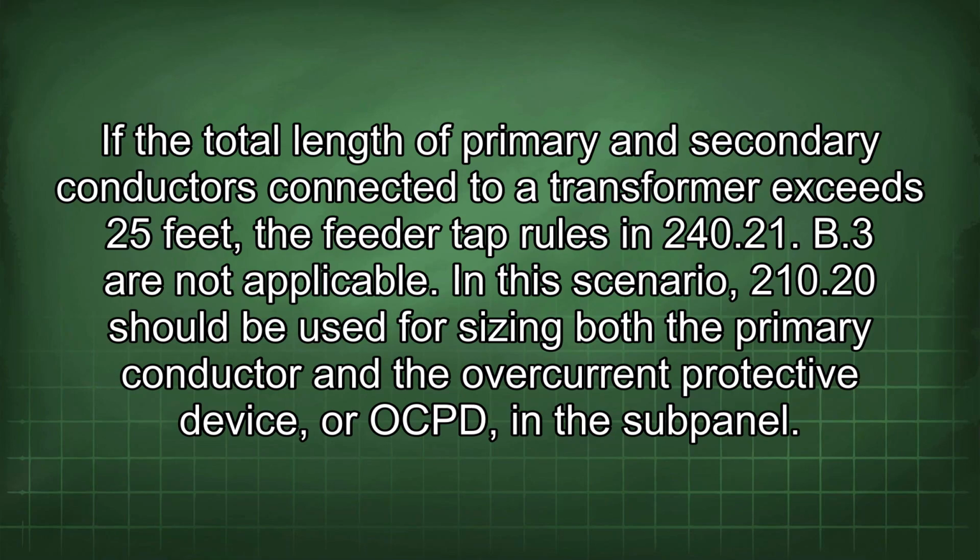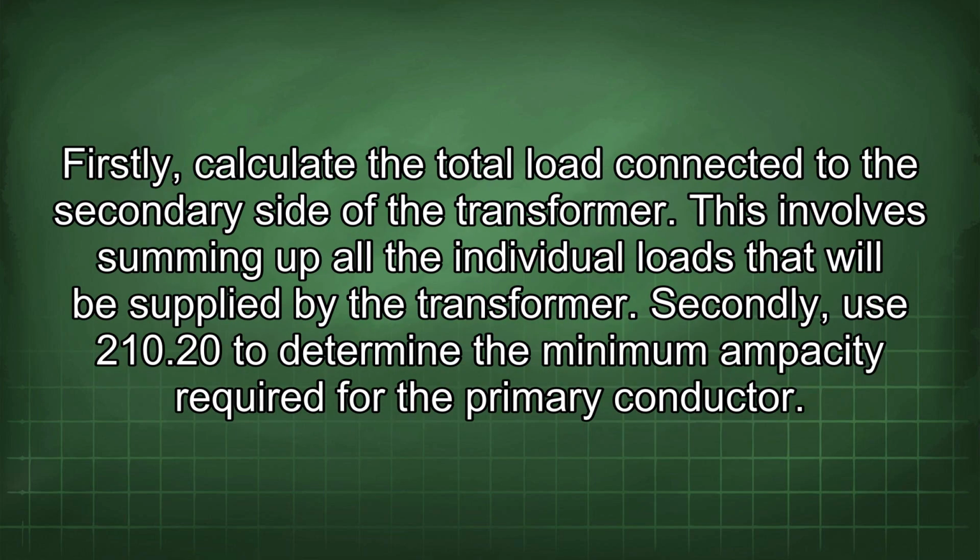If the total length of primary and secondary conductors connected to a transformer exceeds 25 feet, the feeder tap rules in 240.21(B)(3) are not applicable. In this scenario, 210.20 should be used for sizing both the primary conductor and the overcurrent protective device, or OCPD, in the subpanel. Firstly, calculate the total load connected to the secondary side of the transformer.